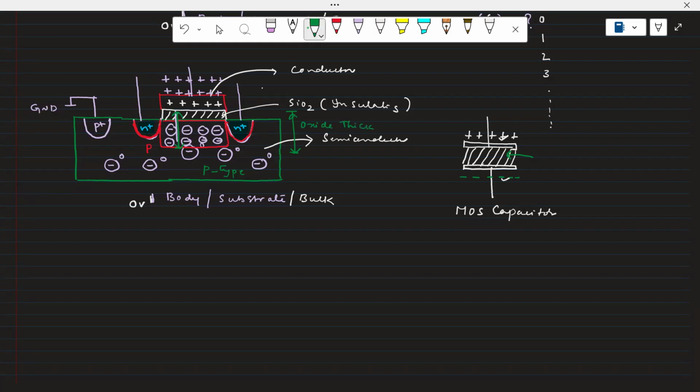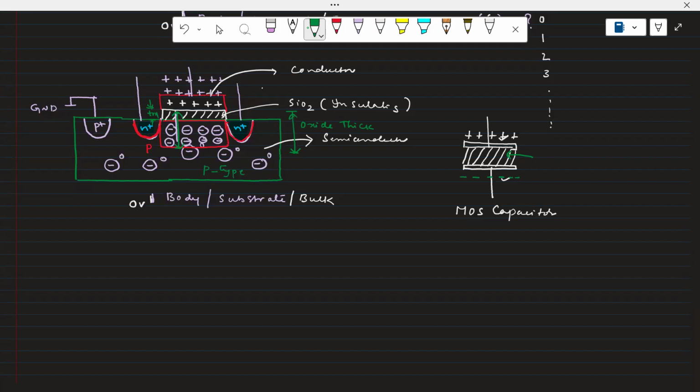Initially, what is the oxide thickness? This is the oxide thickness, Tox. Now, because of the positive potential you applied below that oxide layer, you can see the depletion, the oxide thickness will increase. What happens to the capacitance if the oxide thickness increases? The distance between the two plates increases, what will happen to the capacitor?